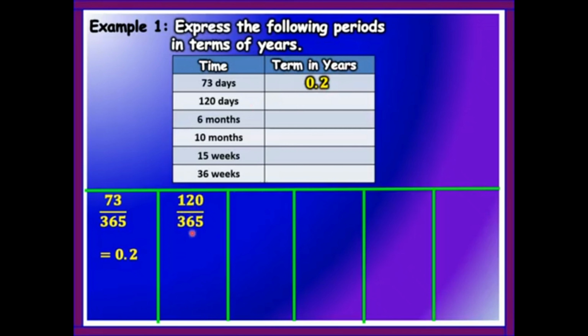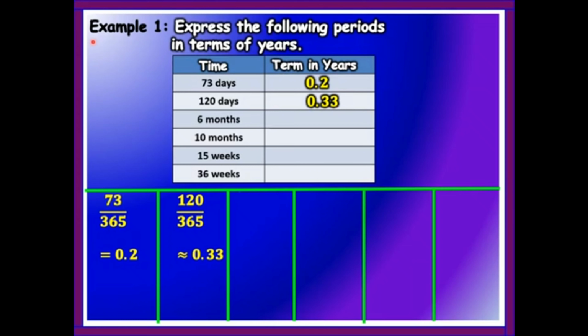Next is 120 days. So again, there are 365 days in a year. If you divide 120 by 365, that will be almost equal to 0.33. So therefore, we will have 0.33 year for 120 days.